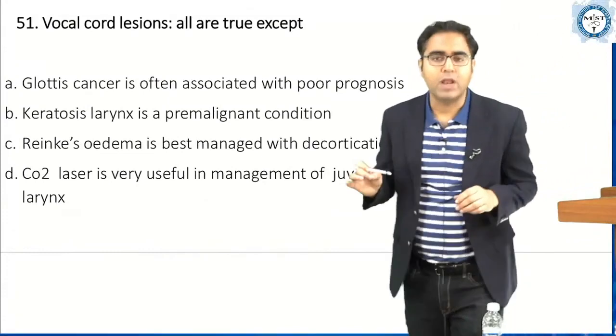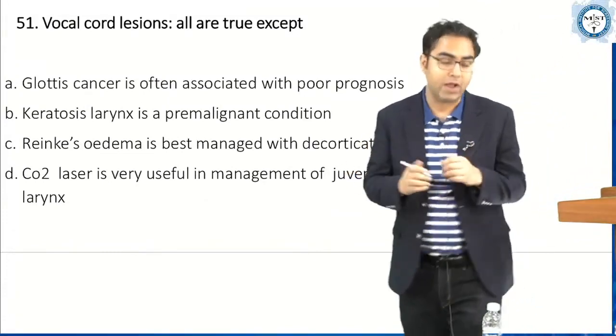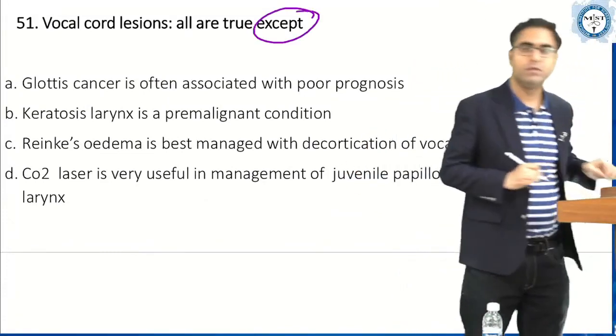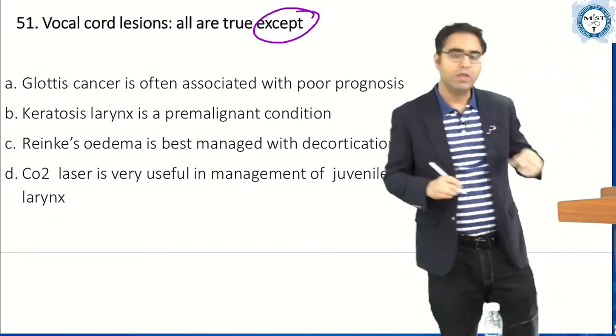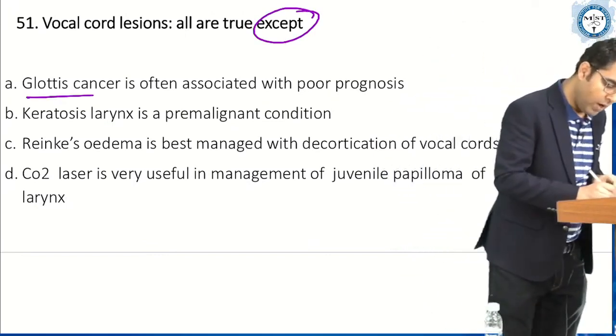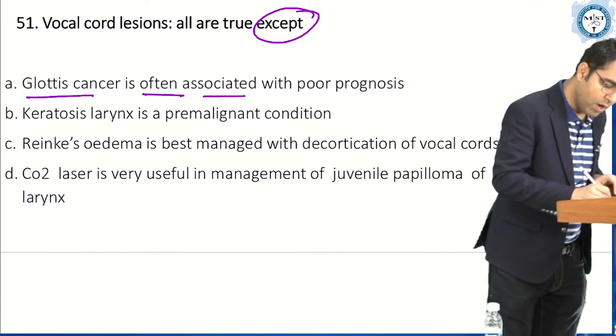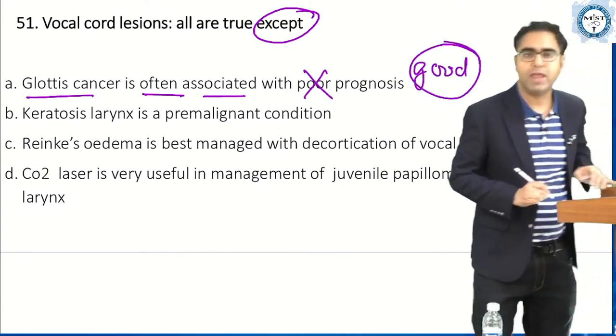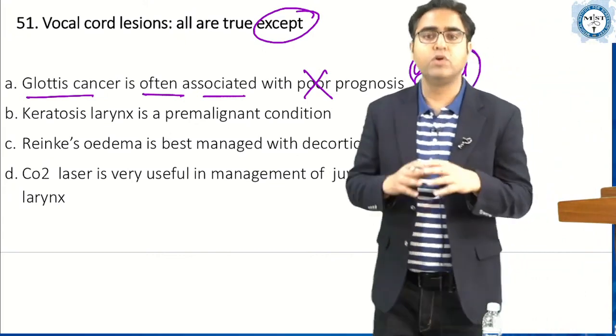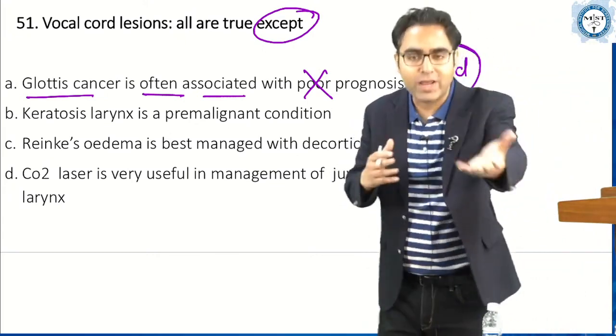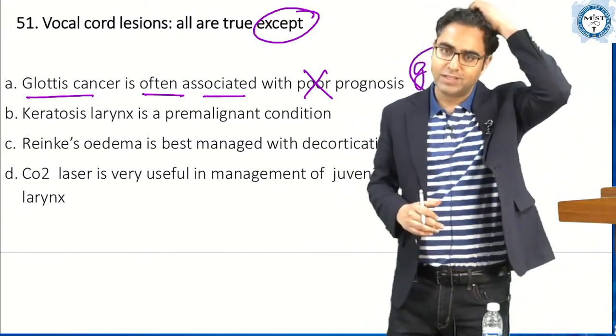Vocal cord lesion, all are true except, beta. Which is not true? First one is glottic cancer is associated with poor prognosis. Wrong. Glottic cancer has good prognosis, beta. Why? Because vocal cords do not have lymphatics, beta.